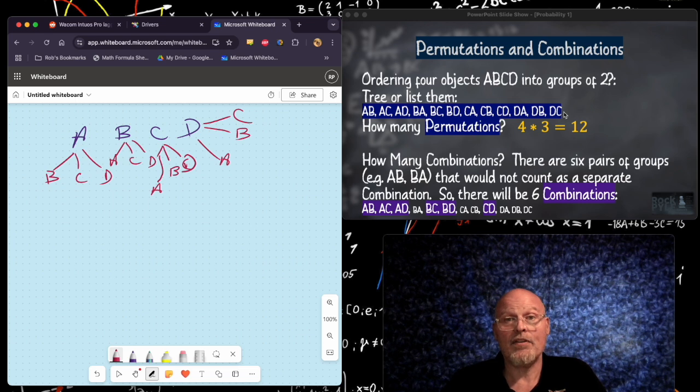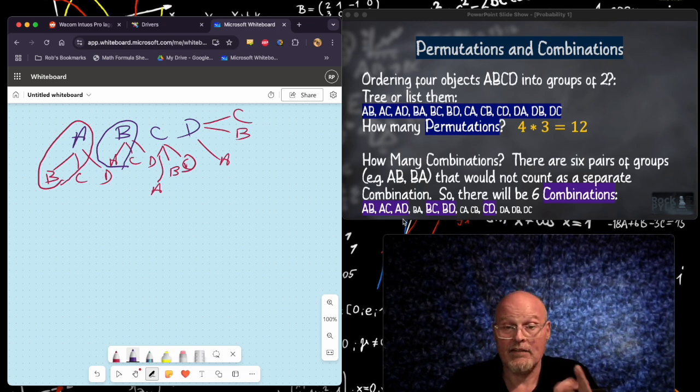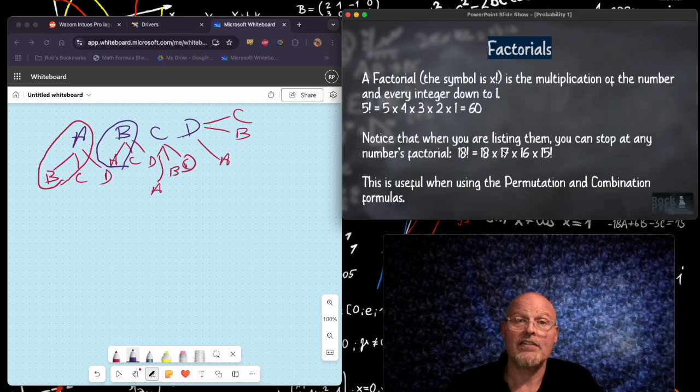These permutations, if I count them up, are 4 choices for the first times 3 choices for the second, which gives me 12. So now how many combinations? If you look at these 12 from a combination where order doesn't matter, AB is going to be the same as BA. And so each of my choices will have a flipped version. And so I'm going to divide by 2 to get the 6 pairs or the 6 combinations, and the order doesn't matter. So I go from 12 permutations to 6 combinations.